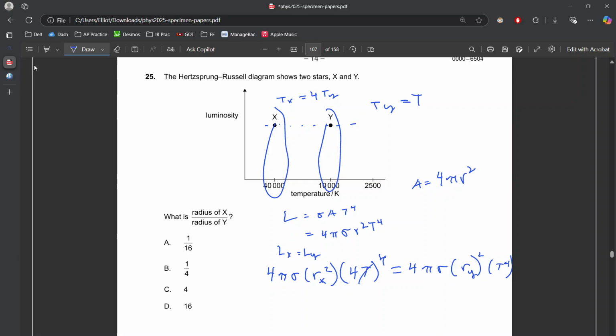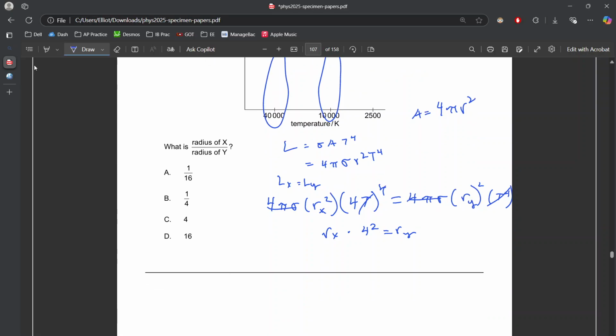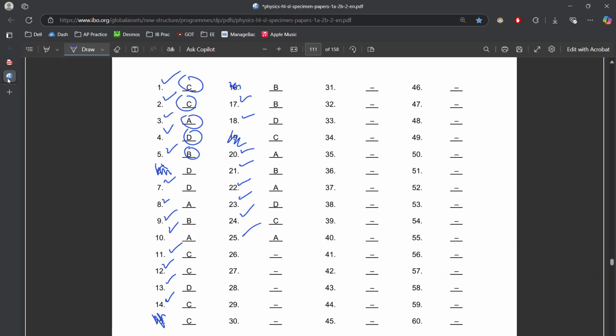Well, you see this T is going to cancel with that one. All these constants in the front are going to cancel. And you can take the square root of both sides. So r_x times 4 squared is equal to r_y. Which just means that r_x over r_y is equal to 1 over 4 squared, which is 1 over 16. Which is answer choice A, which is correct.